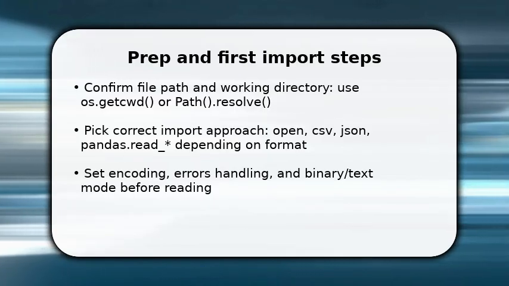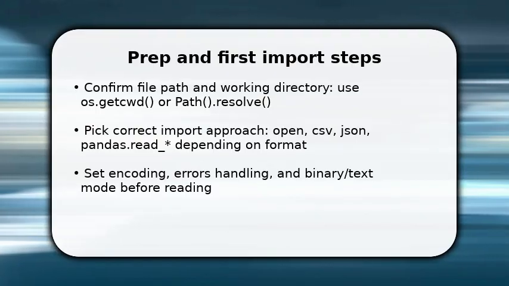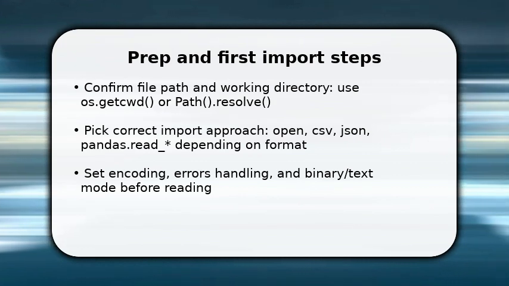Make sure to specify encoding and errors handling up front and use pathlib.Path for robust cross-platform paths. This reduces path join mistakes and simplifies absolute versus relative decisions.